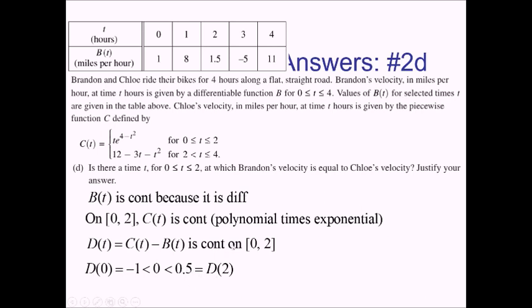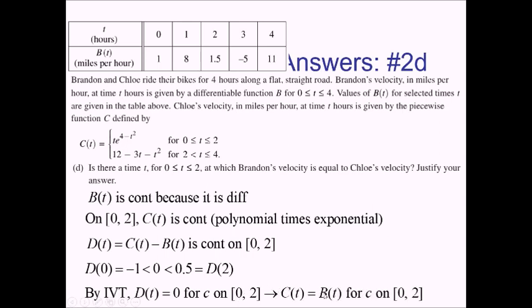Since I have a continuous function on 0 to 2, and I've shown that the value I'm looking for is sandwiched between the beginning and ending values, by the IVT we are guaranteed that d of t equals 0 for some c value on 0 to 2. Because d of t equals 0 somewhere on 0 to 2, it follows that b of t equals c of t, or vice versa, for some c value on 0 to 2. And that basically proves what they were asking us to prove, which was that Brandon's velocity and Chloe's velocity have to equal each other somewhere because their difference is 0 somewhere on this interval.